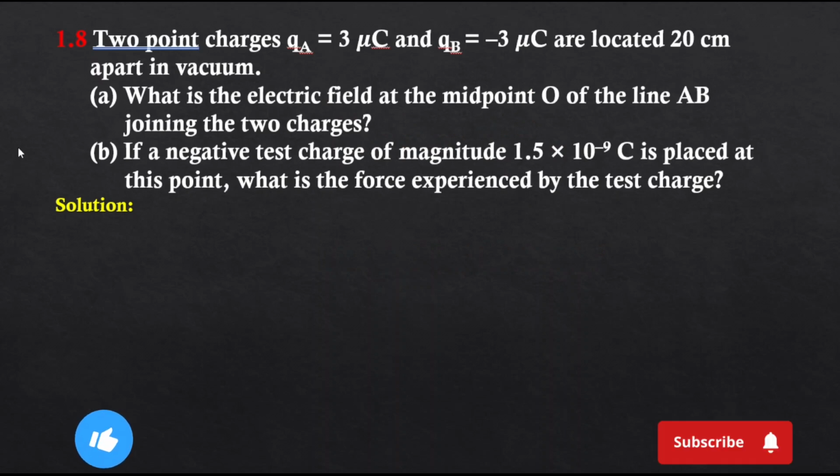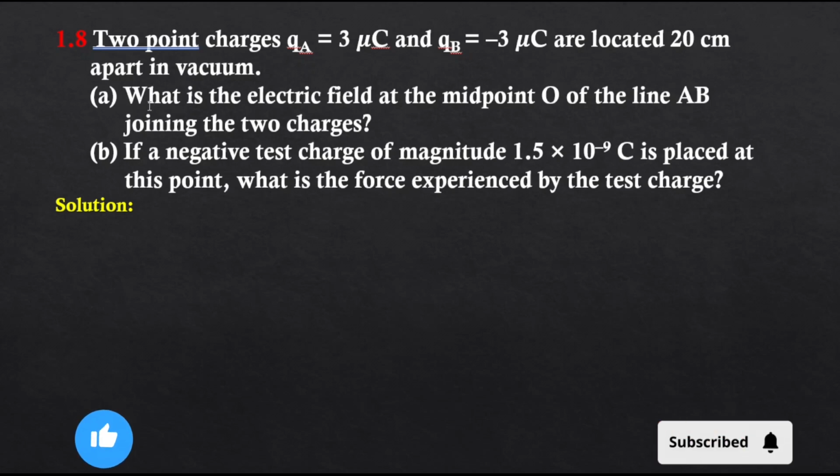Hello everyone. In this video, we can see question number 1.8 of chapter 1. Here they have given 2 point charges, QA is 3 microcoulombs and QB is minus 3 microcoulombs, located 20 centimeters apart in vacuum. In that they have given two questions.